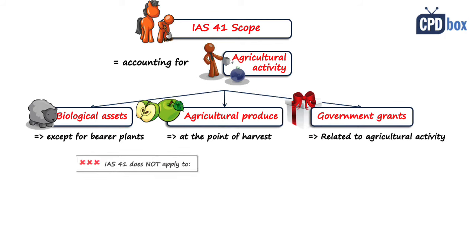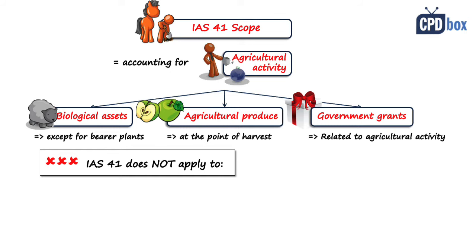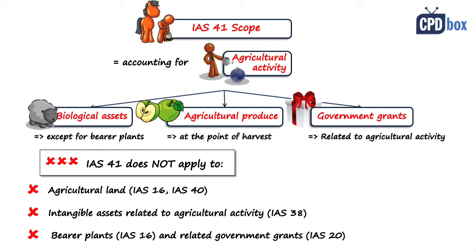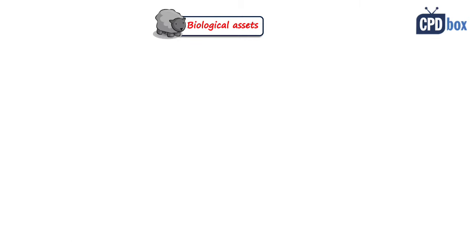IAS 41 does not apply to agricultural land. That's IAS 16, Property, Plant and Equipment, or IAS 40, Investment Property. To intangible assets related to agricultural activity, and that's IAS 38. And to bearer plants, and that's IAS 16, and of course government grants related to these bearer plants, that's IAS 20. So let's firstly focus on biological assets.